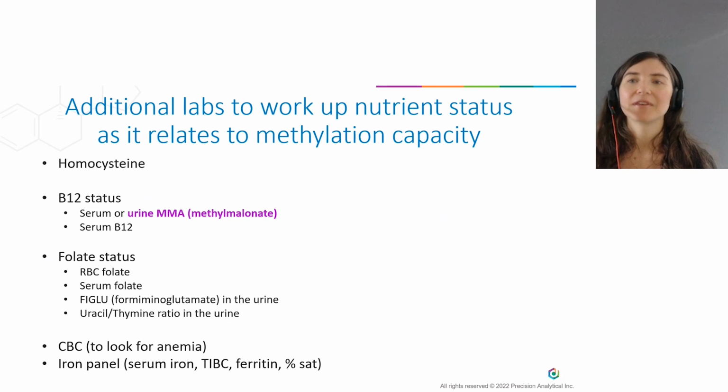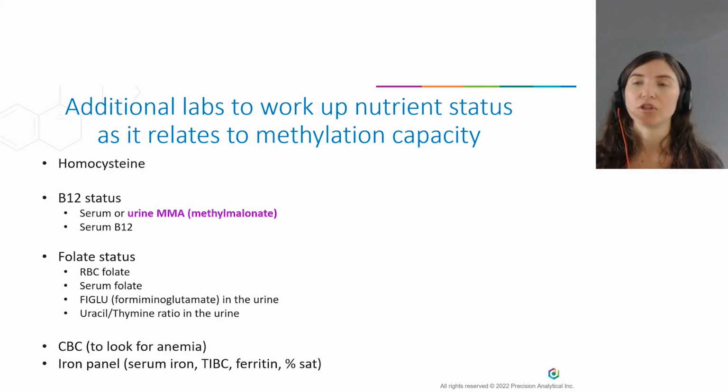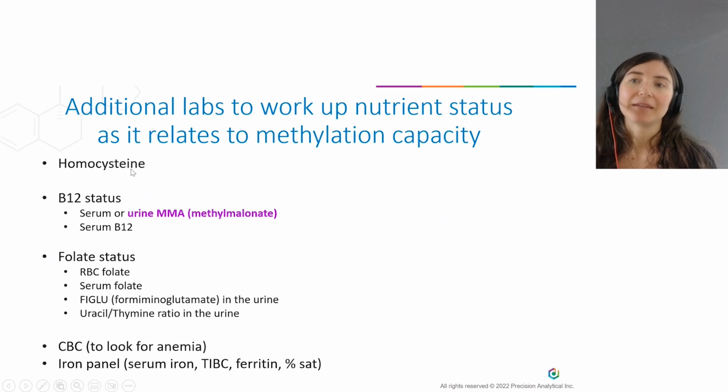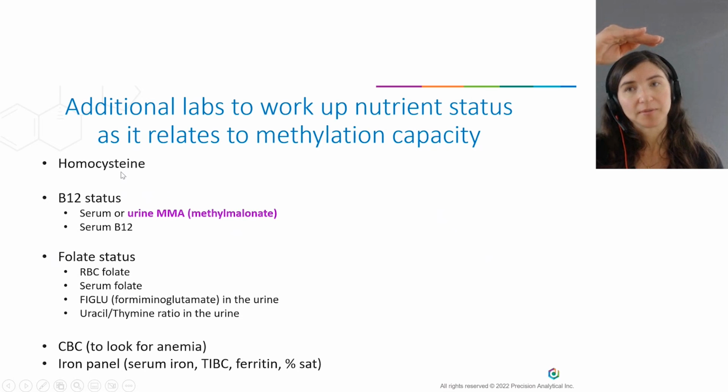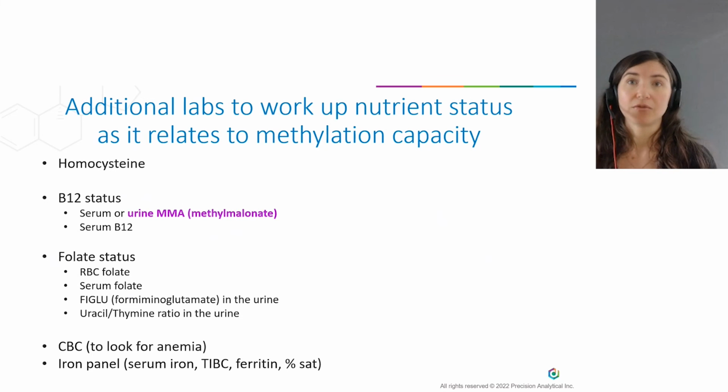So additional labs, we might want to look at homocysteine. This would be my number one go-to test when I'm trying to understand methylation capacity. Because remember, if homocysteine is elevated, it's probably because it's backing up in the body and it's not being converted over to methionine and to SAM. So if homocysteine is elevated, it might mean that there's low methylation activity. And it might mean that we just don't have those cofactors to turn homocysteine over to methionine and SAM. So we might be low in B2 or B3 or B6 or folate or B12 or zinc.